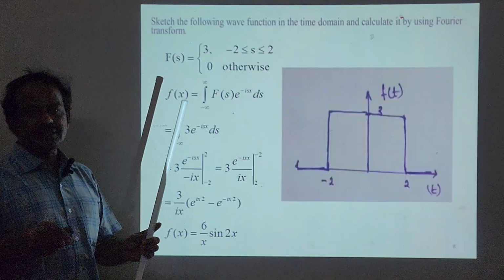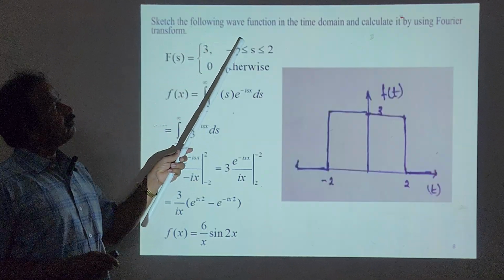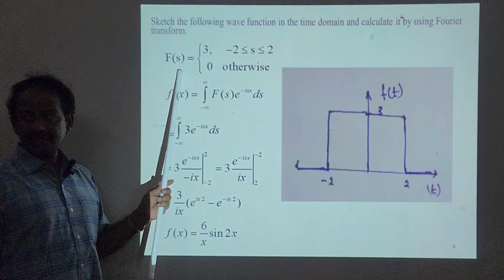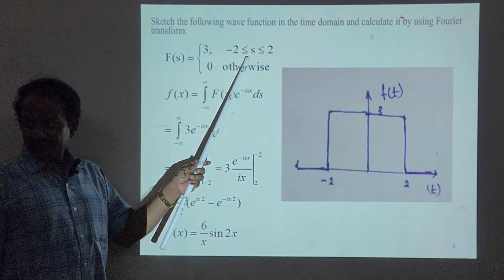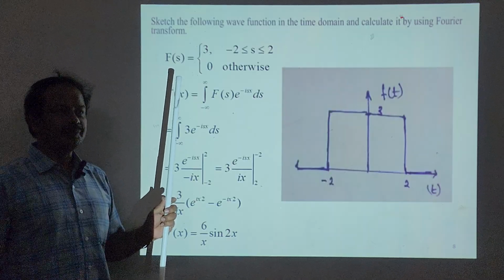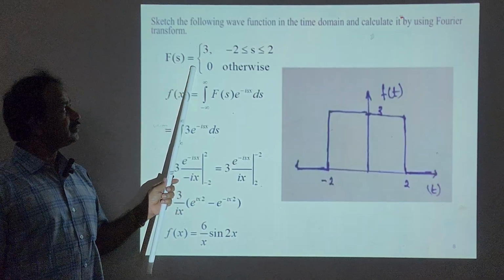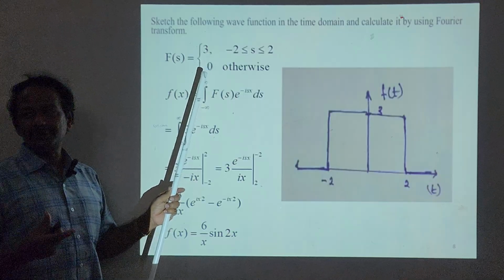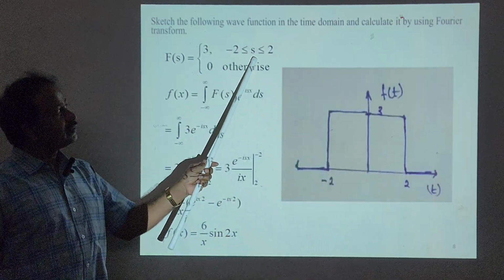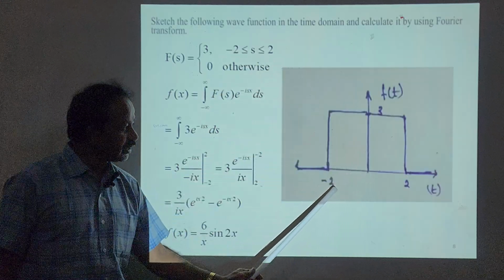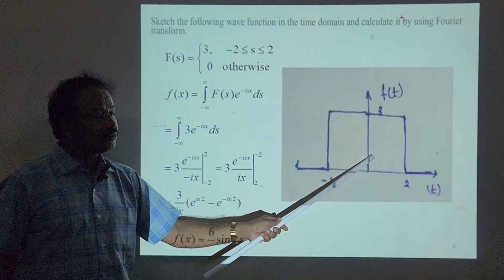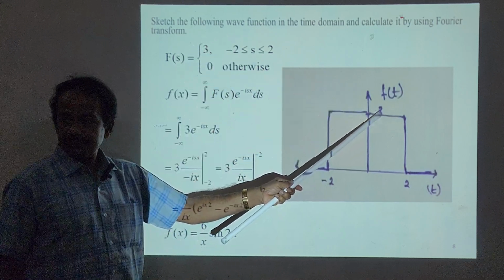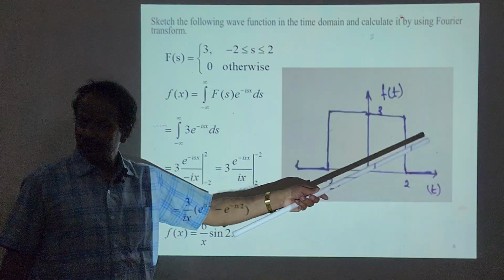So now we'll try to solve a few problems. Sketch the following wave function in the time domain and calculate its Fourier transform. So f of s is given as 3 in this interval and 0 otherwise. I repeat, f of s is given as 3 in this interval. It means s lies between minus 2 and plus 2. In this interval, your f of s is 3. Otherwise it is 0, which means you have 0 here, and you also have 0 here.